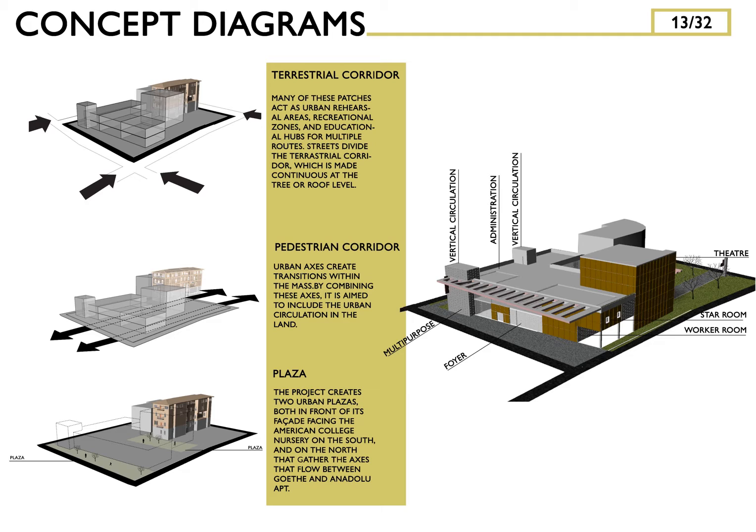The last one, plaza. The project creates two urban plazas, both in front of this facade facing the American College nursery on the south and the north, that gather the access flow between Goethe and Anadolu apartment.